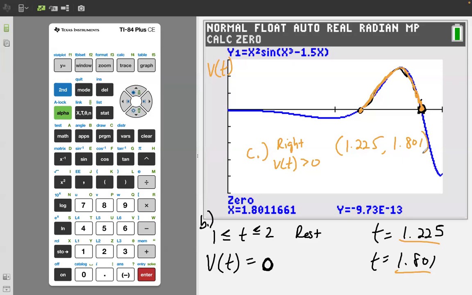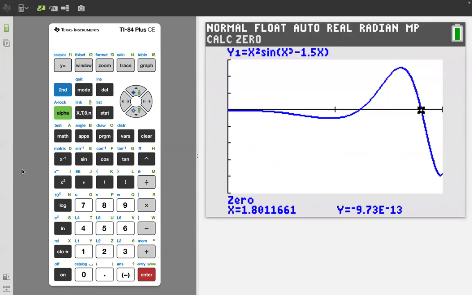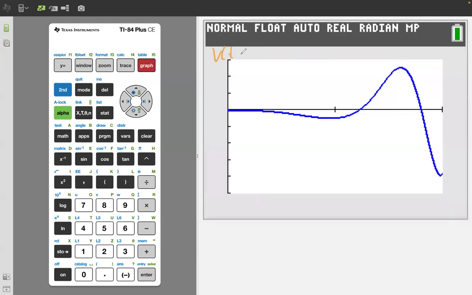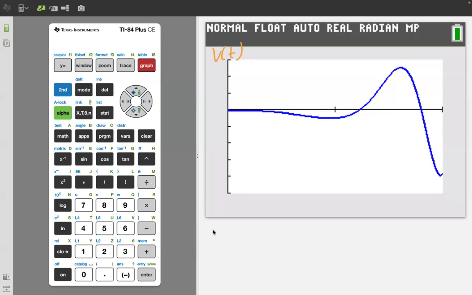Okay, final question D. Find the acceleration of the bug when the velocity is -1. All right, I'm going to erase. So keep in mind, we are looking at the graph of velocity. Okay, this is velocity versus time. So we're looking at the graph of v of t, velocity. And it says find the acceleration when the velocity is equal to -1.